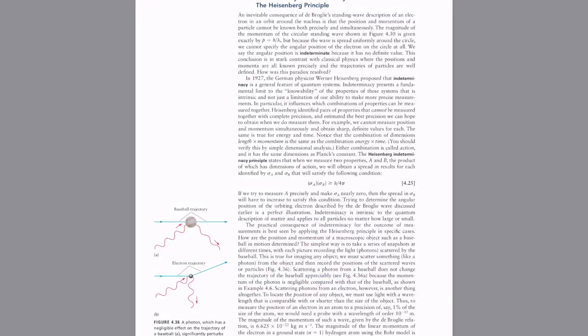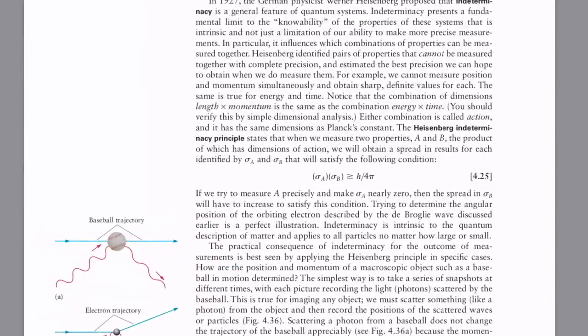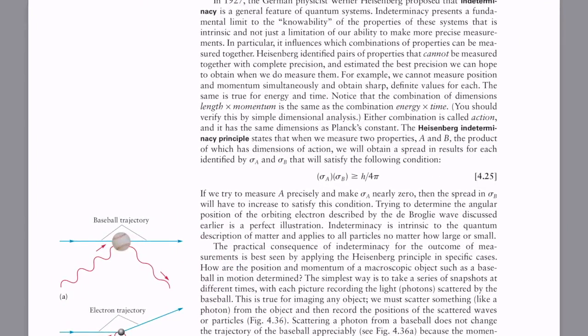Okay, so now we have the uncertainty principle. For the uncertainty principle, we're only going to consider equation 4.25, and basically the uncertainty in x, or the position, times the uncertainty in the momentum, which would be p, is going to be greater than or equal to h over 4 pi. We're not going to go into greater detail of why or why not.